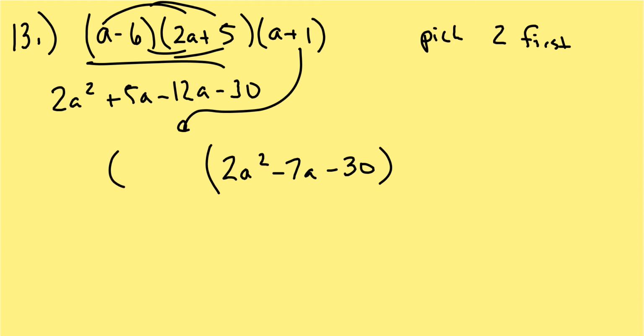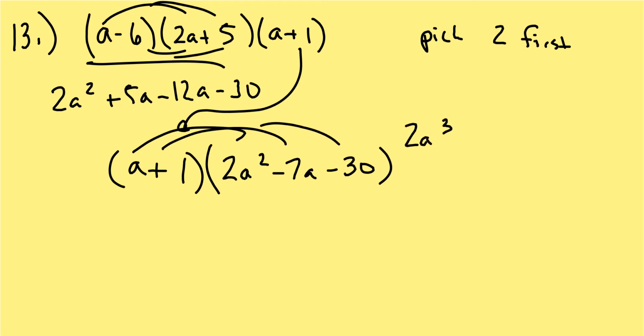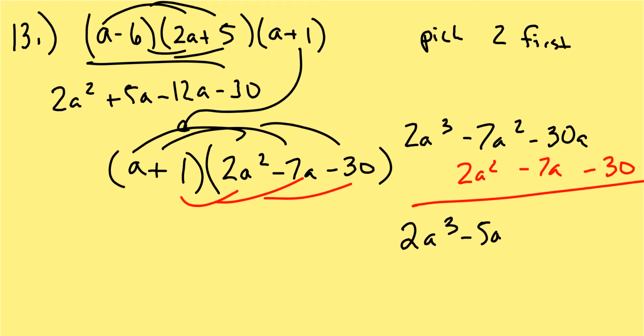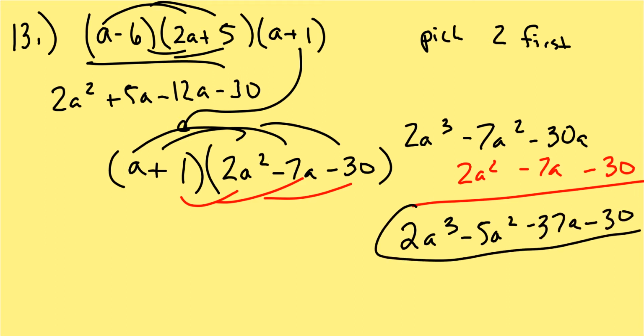Now the a plus 1 drops in front. You can put it behind too, but I just like having less pieces over here, guys. Now a goes to everything. So I end up with 2a cubed minus 7a squared minus 30a. Now 1's going to go to everything. So I end up with 2a squared minus 7a minus 30. Now I get to combine my like terms. I end up with 2a cubed minus 5a squared minus 37a minus 30. That's your final answer for 13.